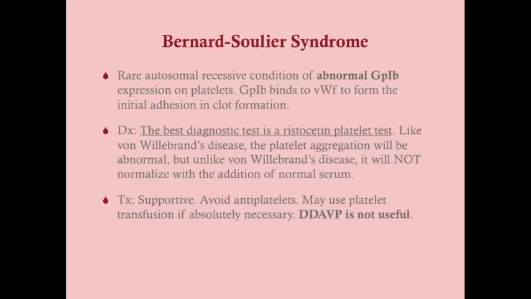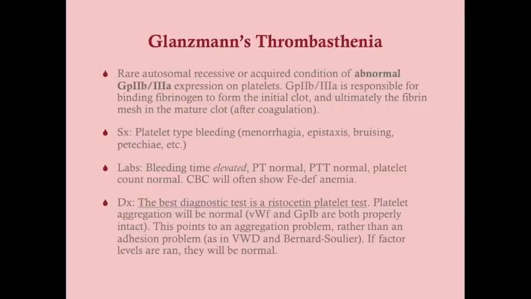Okay, Glanzmann's thrombasthenia. So up until now, we've been talking about diseases of the initial step in clot formation, the adhesion. Now we're talking about the second step in clot formation. So this is GP2B3A attaching to fibrinogen. Glanzmann's thrombasthenia is a rare autosomal recessive condition where you have abnormal GP2B3A expression on the platelets.